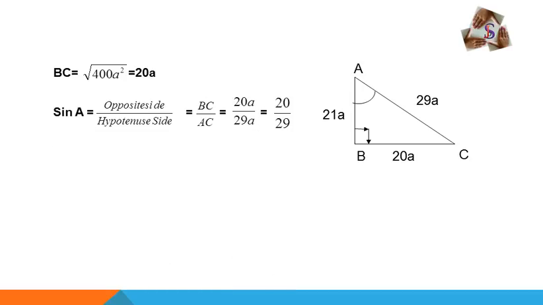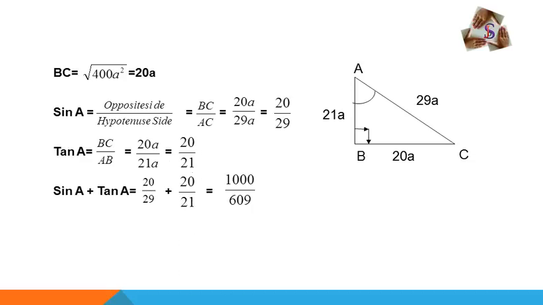Now we need to find sine A. Sine A is opposite side by hypotenuse side. So the side opposite to my reference angle A is BC and the hypotenuse side is AC. So it is 20A by 29A, that is equal to 20 by 29. Similarly, tan A is equal to BC by AB, opposite side by adjacent side. So it's 20A by 21A, that is 20 by 21.